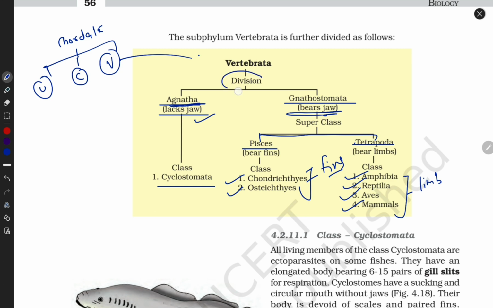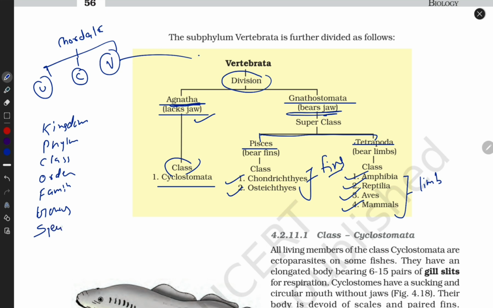Guys, never forget this order: kingdom, phylum, class, order, family, genus, species. Never forget this. I remember it with this code: Capcofungus. Capcofungus. N is missing. I remember it by this mnemonic.